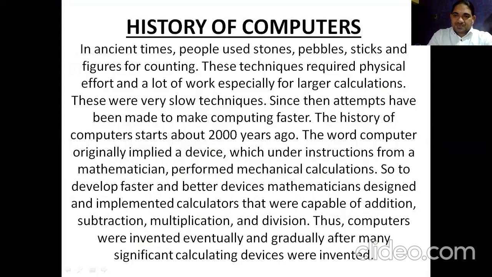History of computers. Now in ancient times, people used to have stones, pebbles, sticks and fingers for counting. So in olden days, people did not have money, that is coins or notes. So they were using different methods for counting. This technique requires physical effort, right? For counting stones, pebbles, sticks, we have to do a lot of physical activity, right?